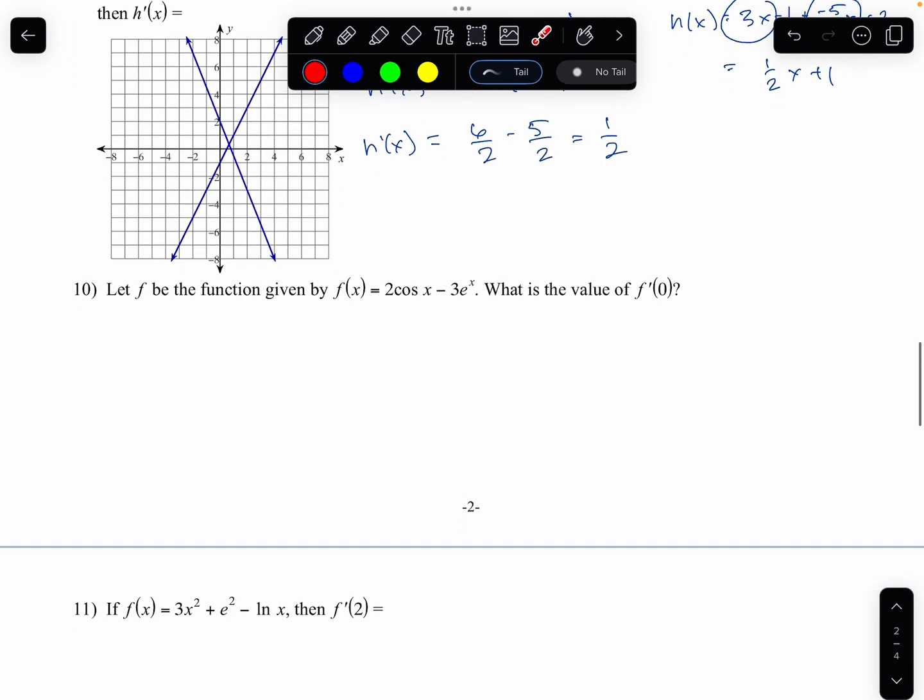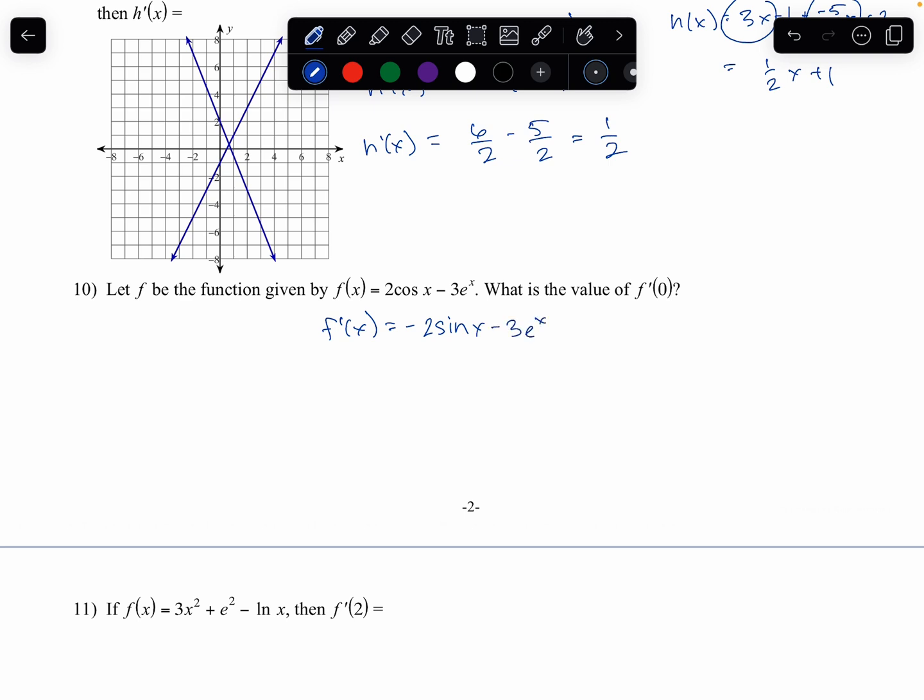All right. Number 10. Let f be the function given by 2 cosine of x minus 3 e to the x. What is the value of f prime of 0? So first, let's find f prime of x. The derivative of cosine is negative sine, so negative 2 sine of x, and minus 3 e to the x, since the derivative of e to the x is e to the x. And let's do f prime of 0. That's going to be negative 2 sine of 0 minus 3 e to the 0. That is 0 minus 3, negative 3.